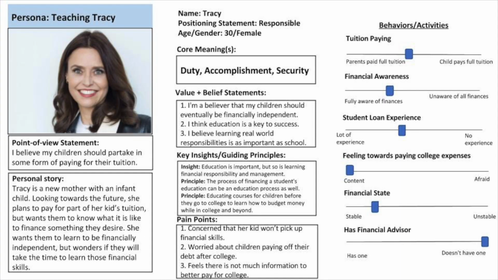And that was Teaching Tracy. So a quick background about Tracy. She's a new mother that wants her children to be financially successful in the future. To do that, she plans on paying for half of her child's tuition, with their child covering the other half. A few of her core meanings are duty, accomplishment, and security.